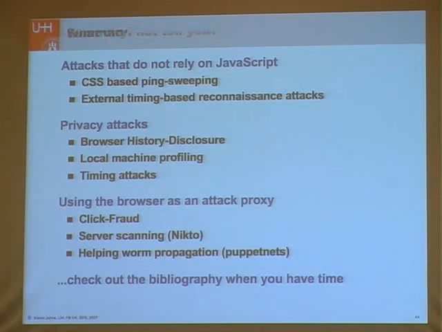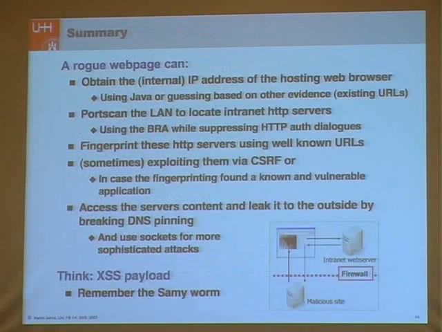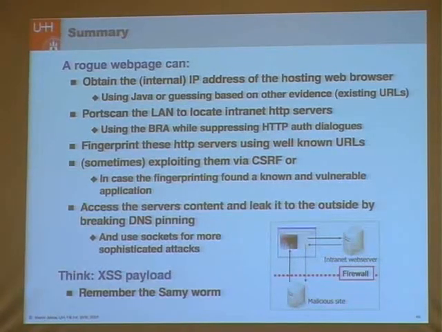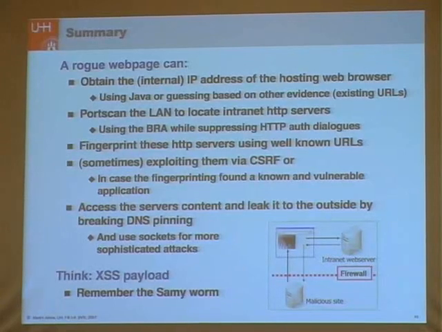Yeah, check out the references. Short summary: I have shown that a web page that you look at can find out which IP your web browser is hosted on, can do a ping sweep to find out which IPs host web servers, and can find out what these web servers actually are, so if it's Apache or a home router, if it hosts WordPress or something else. Depending on what he finds out, he can use cross-site request forgery with well-known exploits, or he can try to break DNS pinning to find out what is hosted if he wasn't able to do it otherwise.